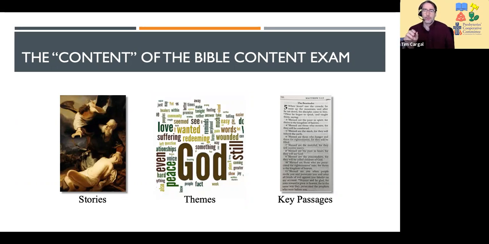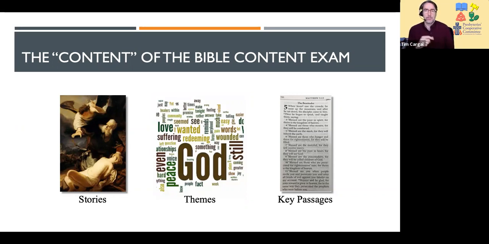Now, of those three categories, stories, that's the one that's pretty obvious. We all know what a story is. We know what narratives are. We know the kind of questions that you get asked about that in any kind of educational setting. You know, what are the main events in the plot? Who are the main characters? What are important things that they say? So I want to talk more about themes and key passages.